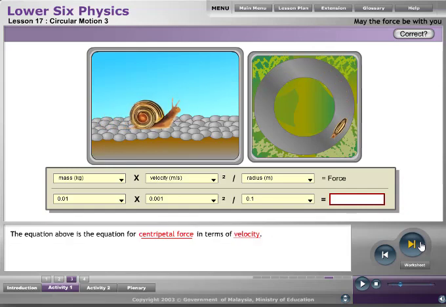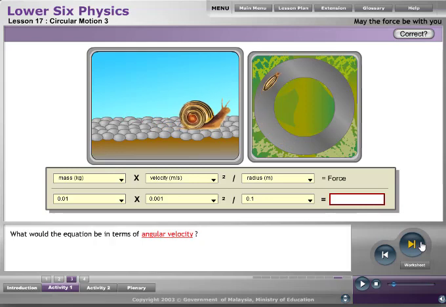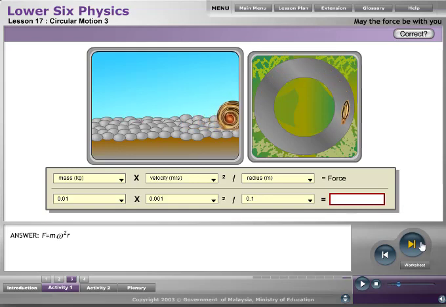The equation above is the equation for centripetal force in terms of velocity. What would the equation be in terms of angular velocity? Answer: F equals m omega squared r.